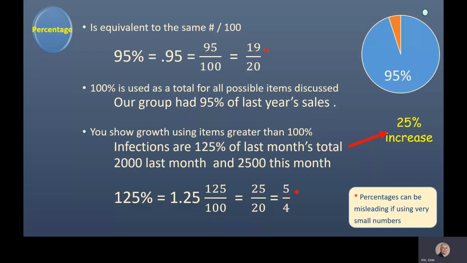And if we're only talking about a very small number, let's say last month it was 4 and this month it's 5, it's still a 25% increase, but in reality, it's only one instance. So those numbers can be a little misleading when you see people use them in charts. You have to look at where the numbers come from.